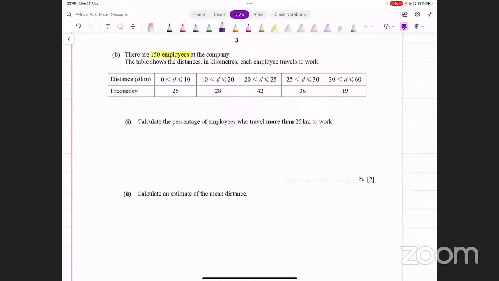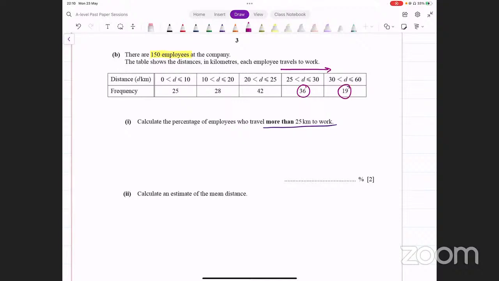It says calculate the percentage of employees who travel more than 25 kilometers to work. 25 kilometers से ज़्यादा जो travel करते हैं to work, आपने वो percentage find करनी है. Now, if you look at the table, distance आपके पास किधर आ रहे हैं? 25 distance is basically this. तो ये class क्या represent कर रही है? This is 20 to 25. Okay, तो 25 से ज्यादा वाले कौन से लोग होंगे? Basically इस class के बाद वाले जो लोग हैं, which is 36 here and 19 here.